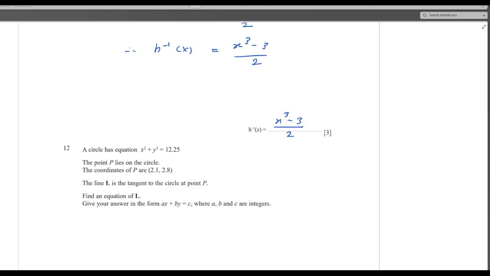Hello, welcome everyone. This is our second part of practice paper 4. Till question 11 we have already solved. Now let us see question number 12.